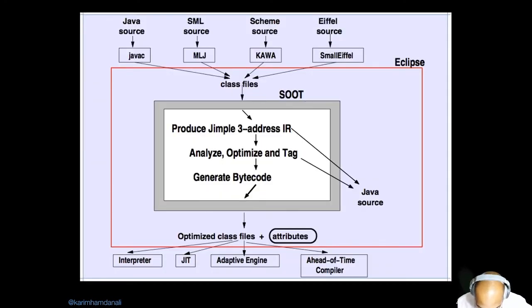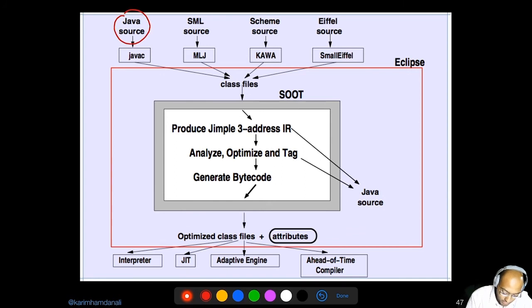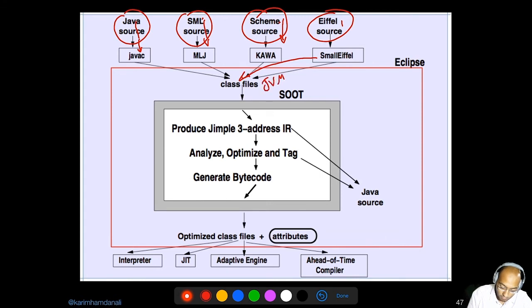This is a general overview of the Soot analysis infrastructure. So you can take multiple input languages, whatever input language that you want. Maybe Java source, you compile it through javac; SML source, you compile it through MLJ; Scheme, which is a functional language, you can compile it through Kawa; Eiffel, which is another language. Any of those languages, you can compile to a class file, which is basically JVM bytecode.